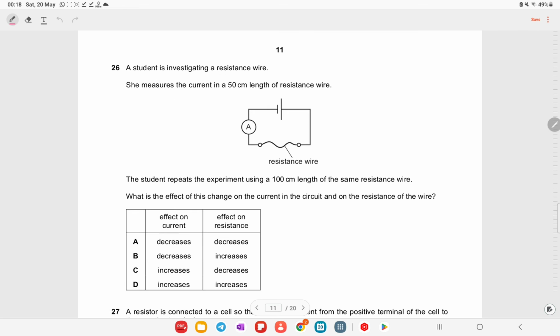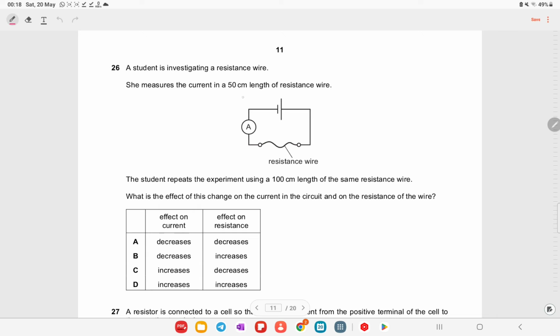A student is investigating a resistance wire. She measures the current in a 50 centimeter length of wire. The student repeats the experiment using 100 centimeter length of the same resistance wire. What is the effect of the change in length on the current in the circuit and the resistance of the wire?